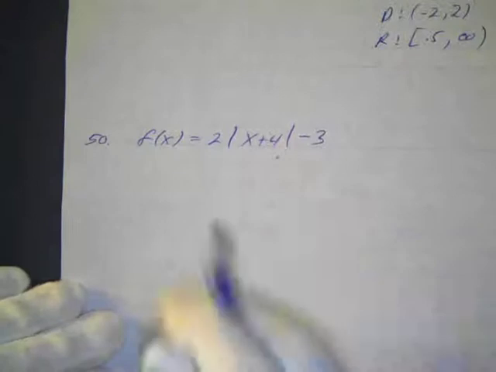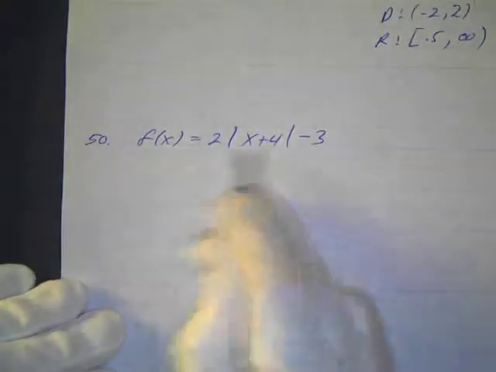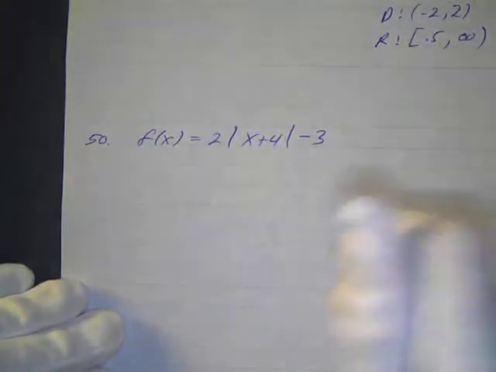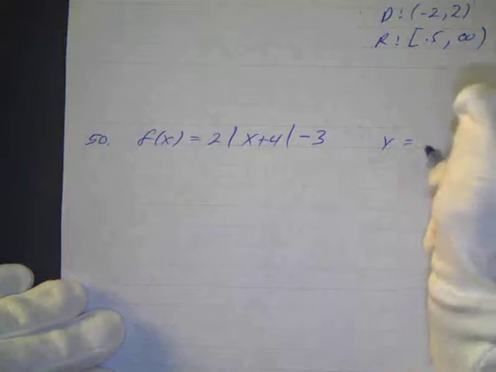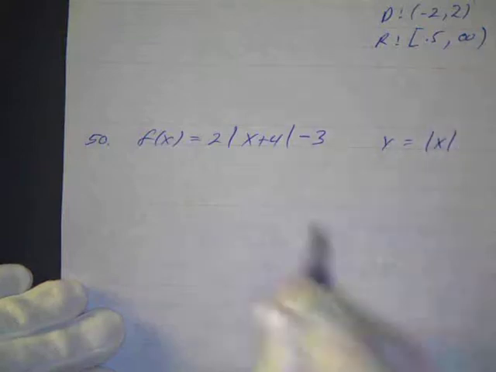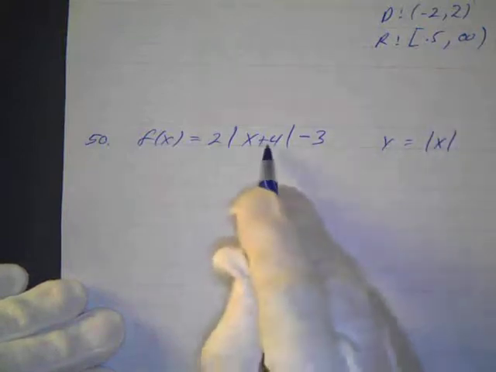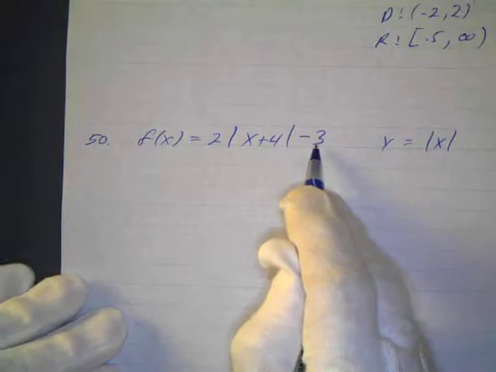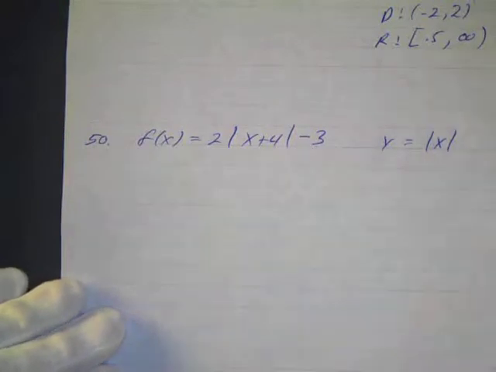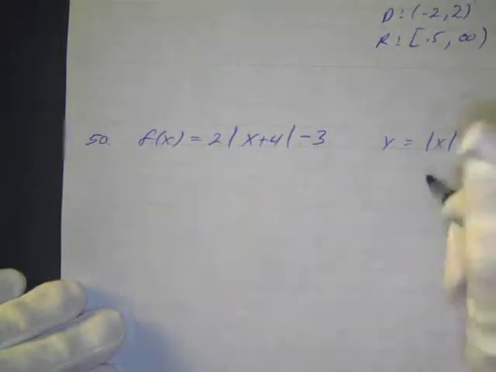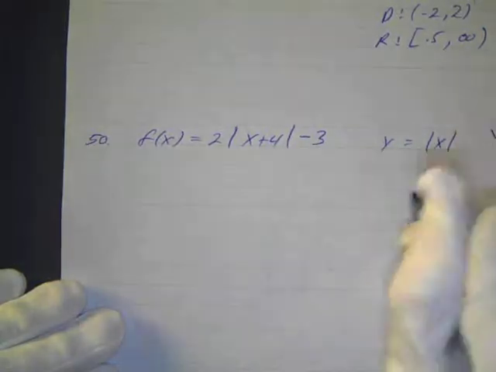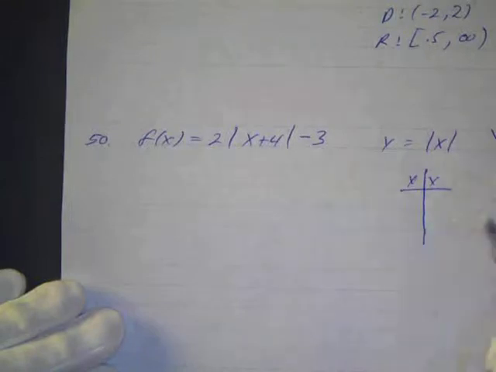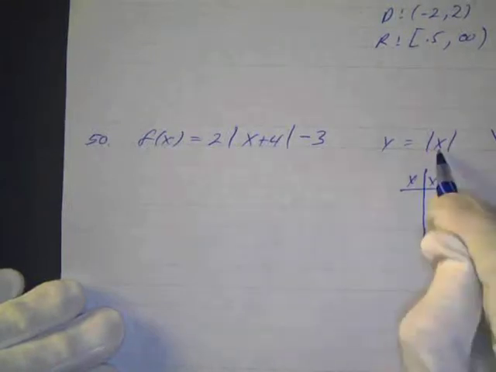Then number 50. Well, we want to graph this. Well, this is based on our parent function. The parent function is y equals the square root of x. And we're just going to shift this 4 to the right and down 3. So that's where the vertex of this little v is going to be. Now we know that this is going to be a v. But we have a 2 in front of it, so we have a different shape equation. So y equals x, and we can put some values in here for this shape equation.